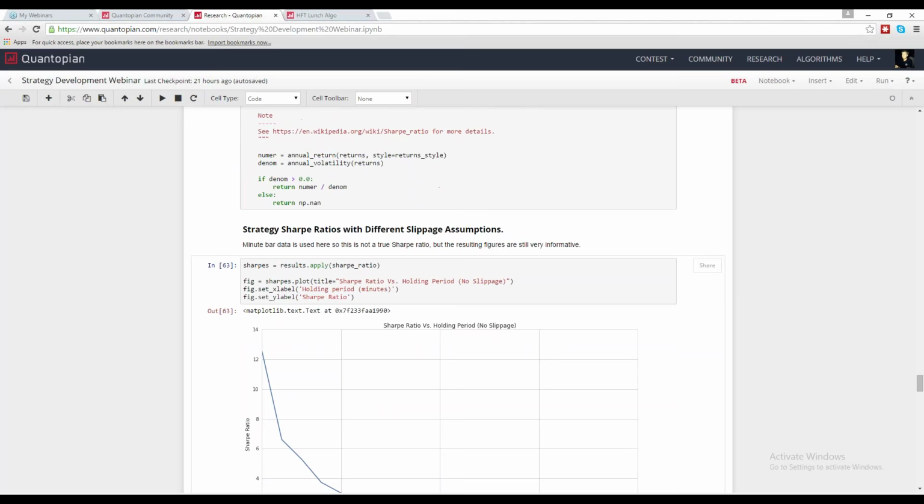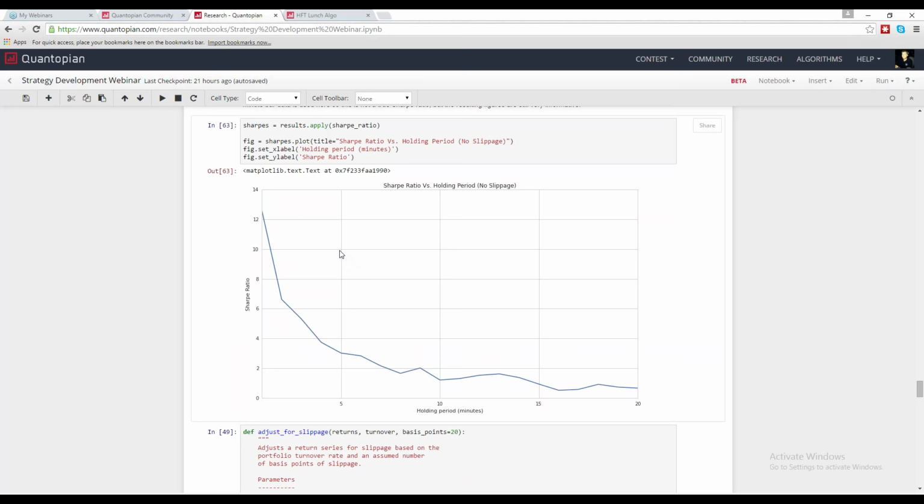So now, taking the holding period series, this is applying a Sharpe ratio test to see how, as you hold longer, what happens to my Sharpe. And you can see it pretty much tanks, starts going down, and it's below 2 by the time you get to 10 minutes. And then the fun stuff, adding slippage.